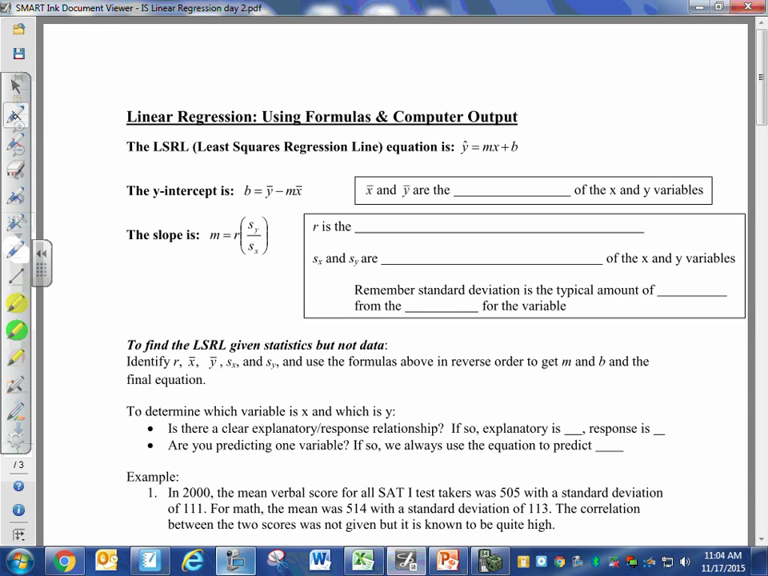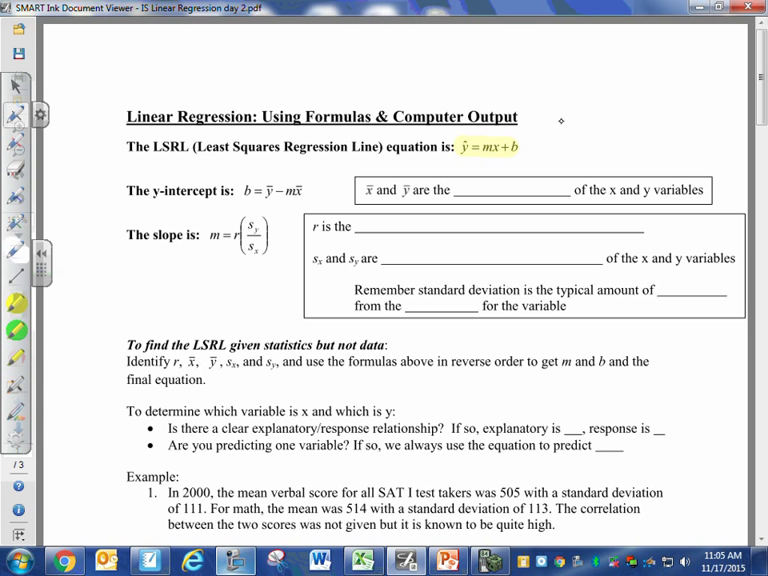The third lesson is using formulas and possibly using a computer output to answer questions about certain sets of data that have lines of best fit. We know that the least squares regression line equation, or just the equation of a line, is y equals mx plus b. In this case, we have a y hat, just to show that this is a prediction and not an actual value.